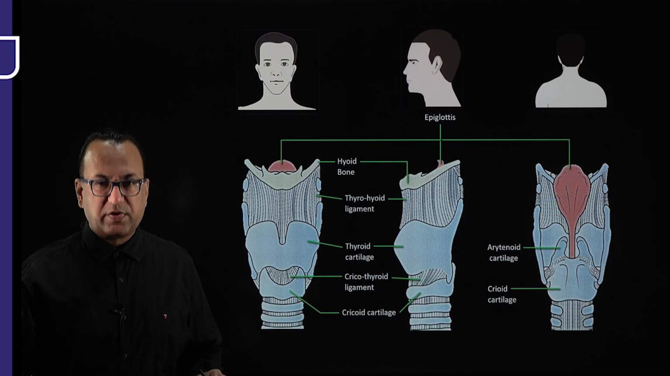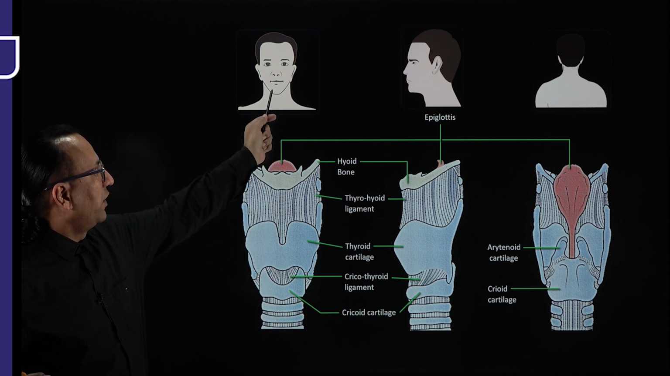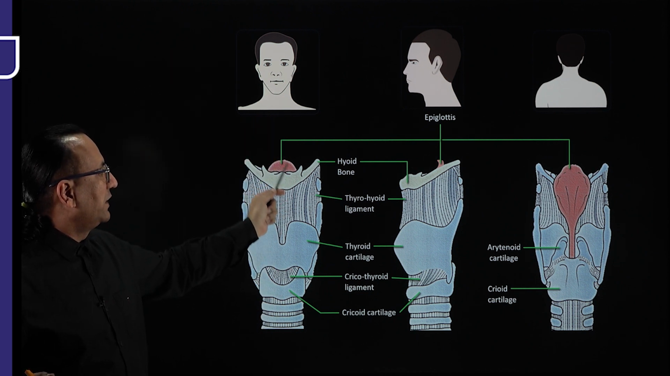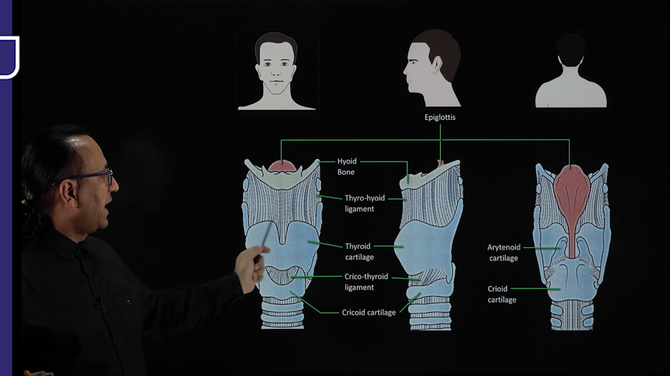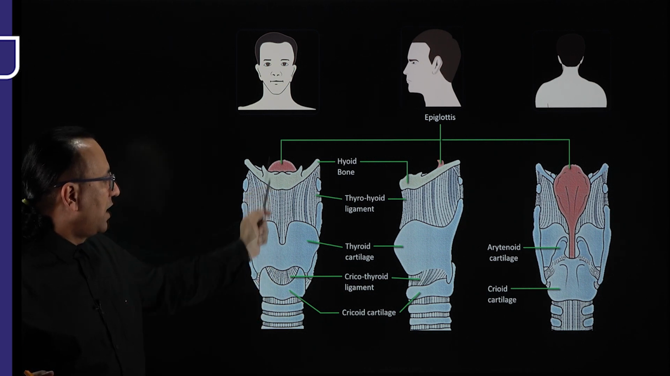And in this diagram, we are revising the cartilages of the larynx, 3 paired and 3 unpaired. The unpaired ones will be in the midline. From the front view, you can see the lid over the larynx, the epiglottis. Then we have the thyroid cartilage and the cricoid cartilage. So these 3 are midline unpaired cartilages.